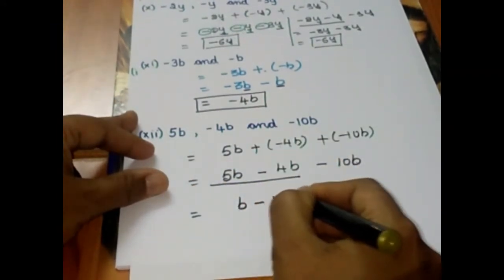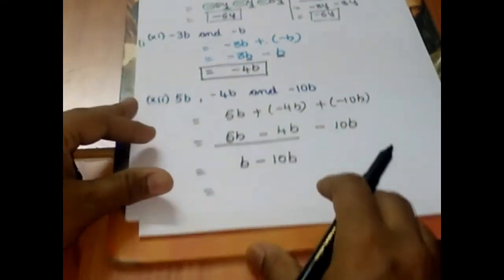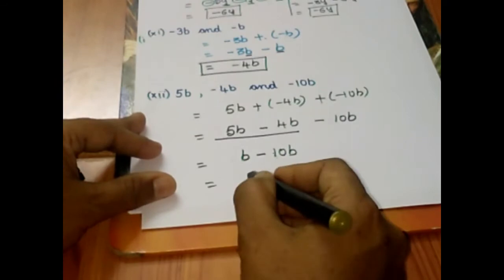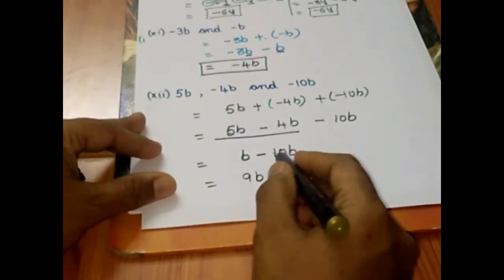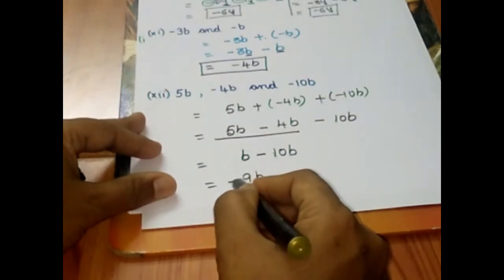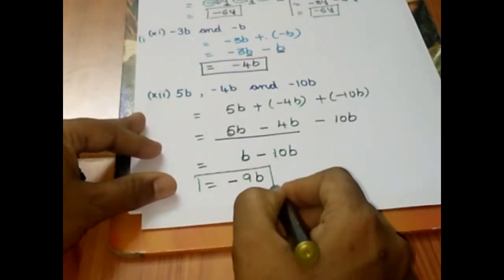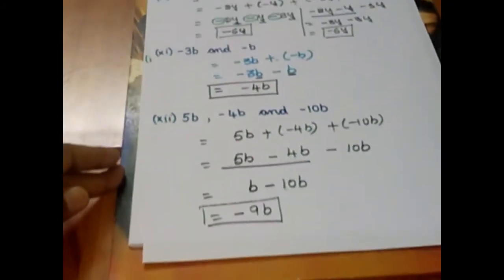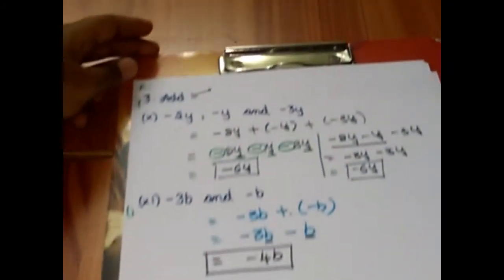Now minus 10b. Now again we have 1 plus 1 minus. Subtract it. 10b minus b is 9b, but write the minus sign. Why? Because the greater number is 10, it has the sign minus. So I hope you have understood this.